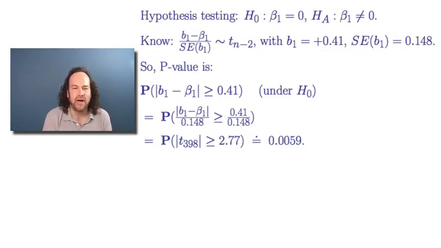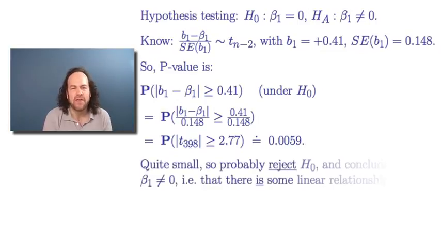Now that's quite a small value, quite a small p-value. So probably we would have a significance level such that we would reject H0. We would say it's not true that beta 1 equals 0. So in this example with the skeletons, we would conclude and say, no, there really is some sort of linear relationship, and the true theoretical underlying value of the slope is just not equal to 0.